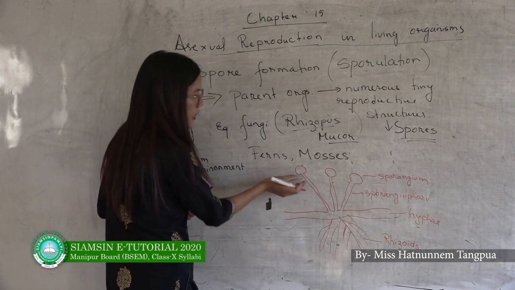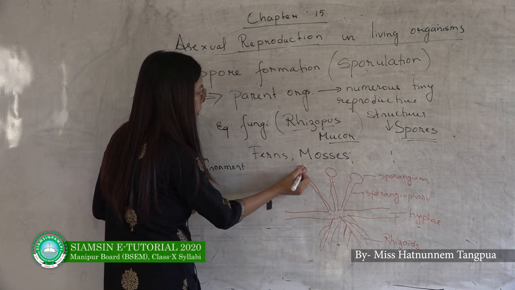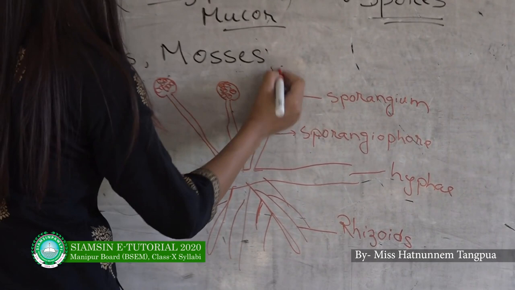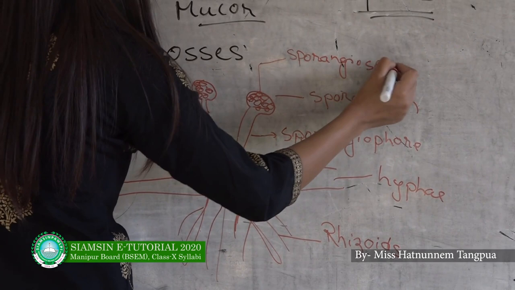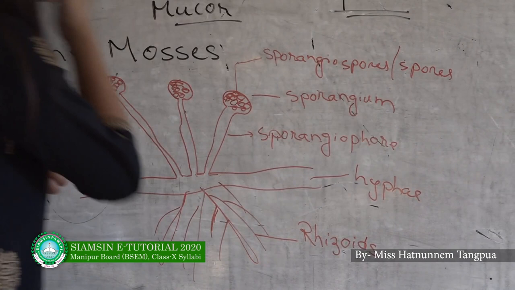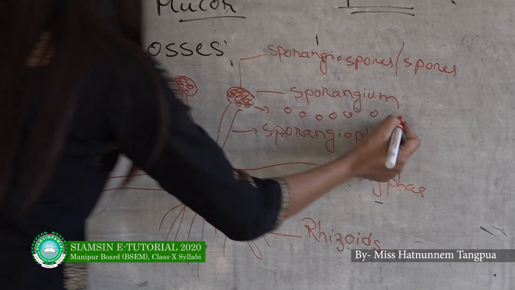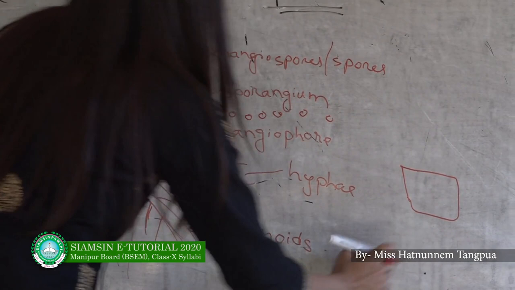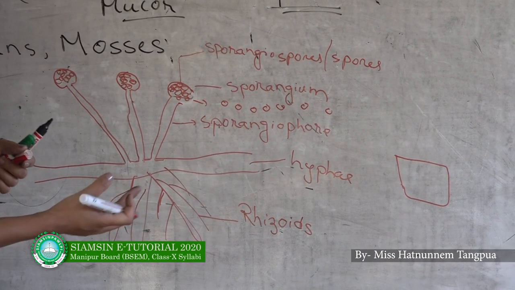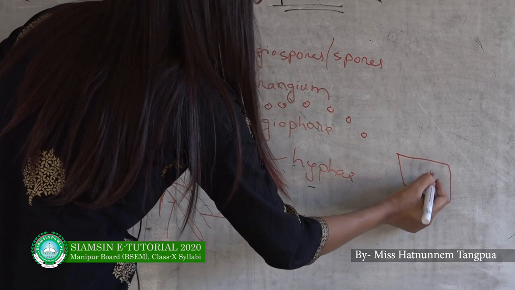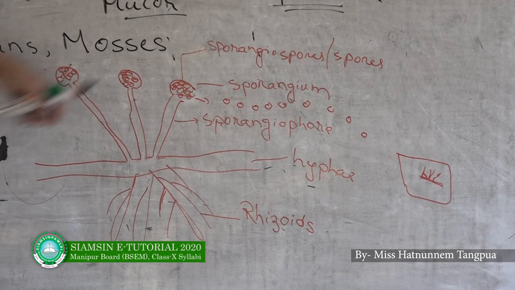Numerous spores, tiny reproductive structures, will be present inside the sporangium. These are known as sporangiospores, which are simply spores. After some time, the sporangium will burst open and the spores will be released. When the spores fall on another bread in a moist, warm area, they will start forming hyphae and grow into new individuals again. This whole process is known as spore formation or sporulation.